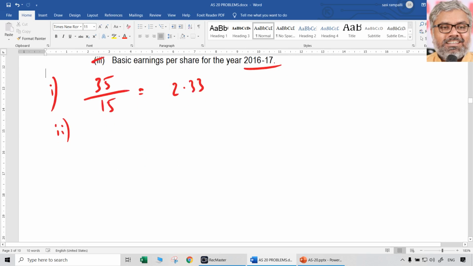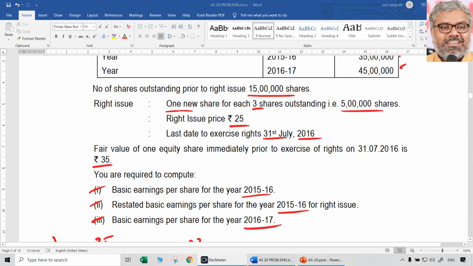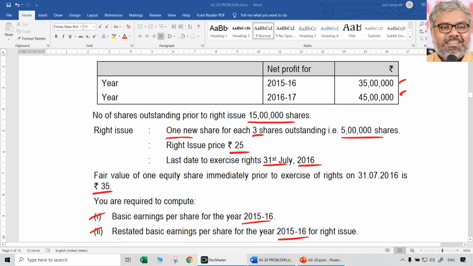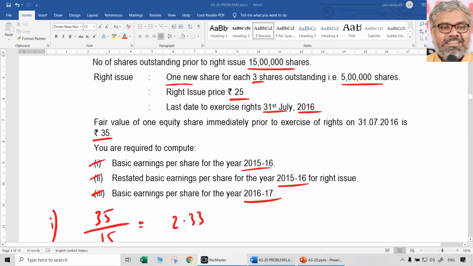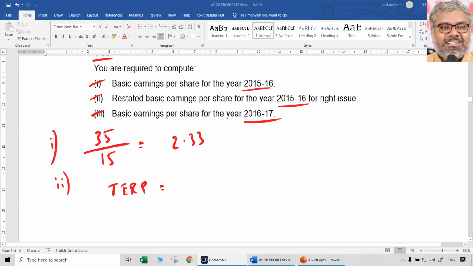Then for the second and third question, we need 2 things. One is the rights factor. For rights factor, we need theoretical ex-rights price. First, let us calculate theoretical ex-rights price. You have to write the formula always. What is the formula for theoretical ex-rights price? Market capitalization before rights issue. How many shares are outstanding? 15 lakhs shares are outstanding before rights issue. What was the fair value of each share immediately prior to the rights issue? 35 rupees. So 15 lakhs into 35 means 5 crores 25 lakhs is the aggregate fair value of the shares before rights issue.